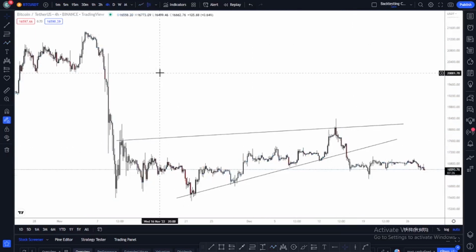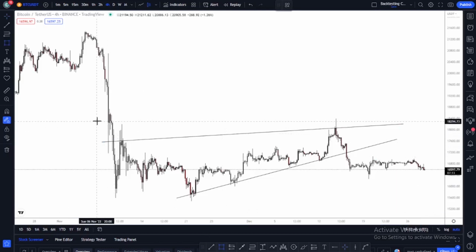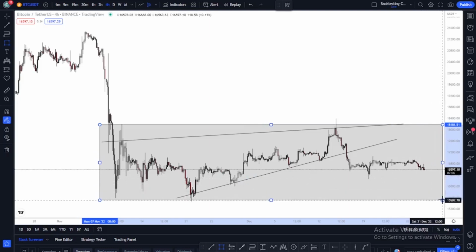If you go back to the candlestick chart, you can see clearly that this was what price did. Some may also say price is consolidating, price is moving sideways.